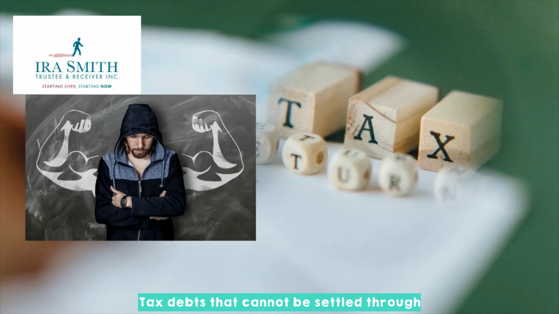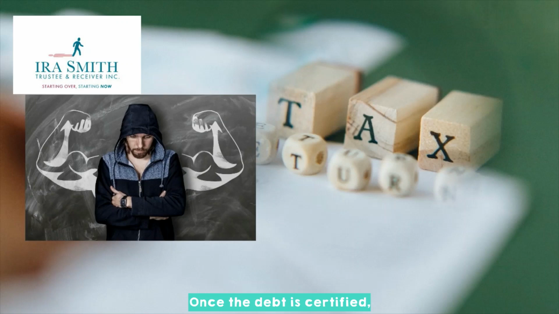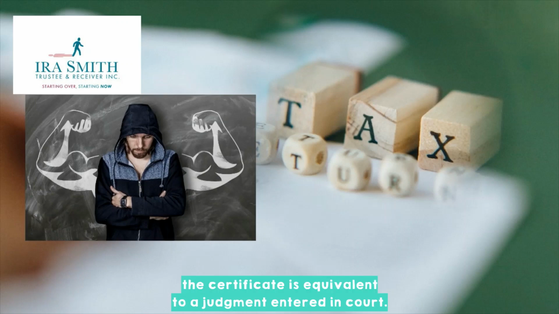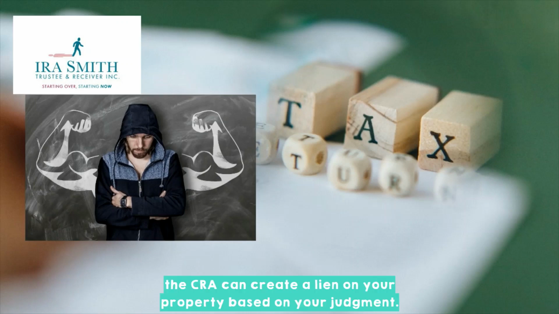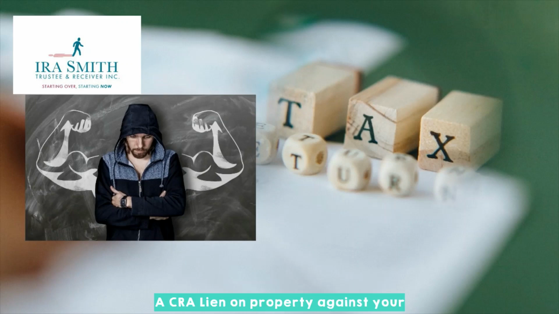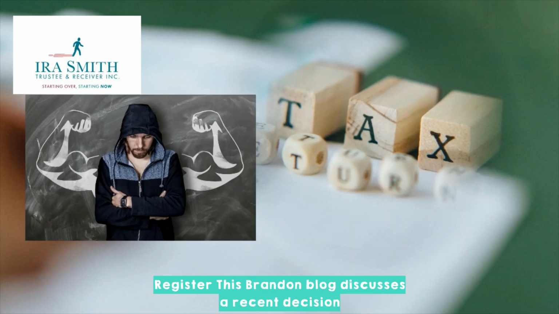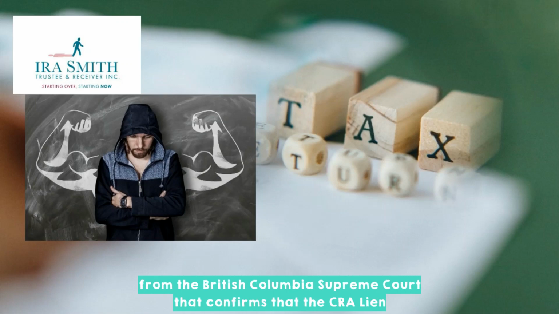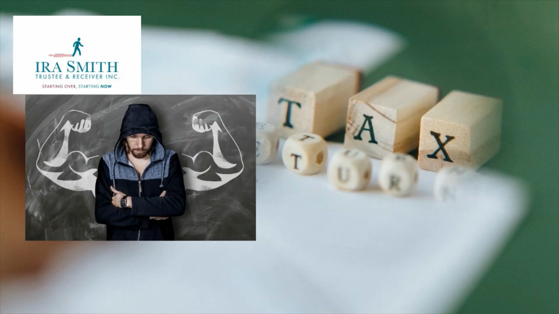Tax debts that cannot be settled through a payment plan may be registered in federal court. Once the debt is certified, the certificate is equivalent to a judgment entered in court. This is called a memorial. If you own property, the CRA can create a lien on your property based on your judgment. A CRA lien on property against your interest in your home is the most common CRA lien on property they register. This Brandon blog discusses a recent decision from the British Columbia Supreme Court that confirms that the CRA lien on property becomes secured once they are registered.